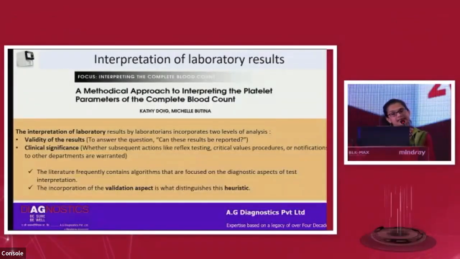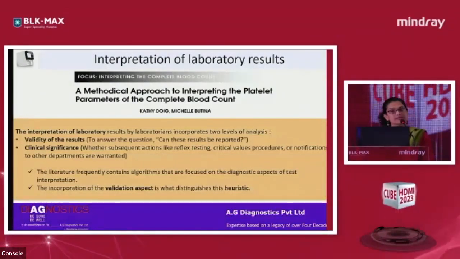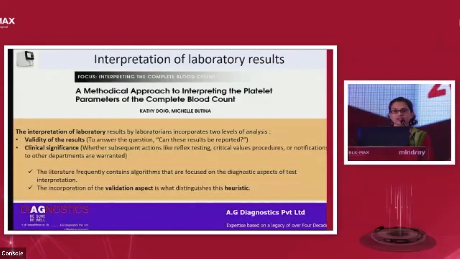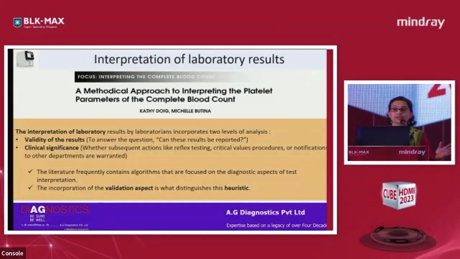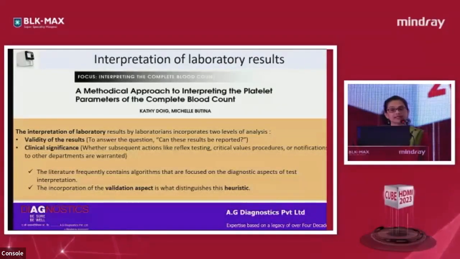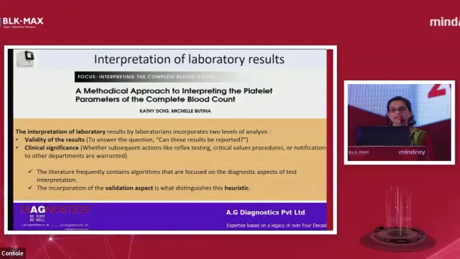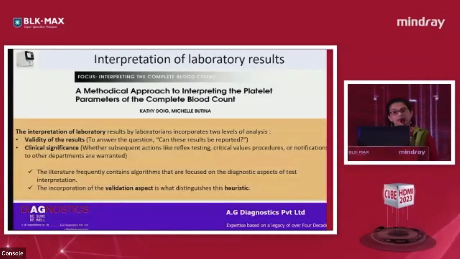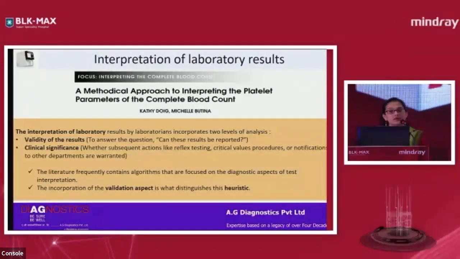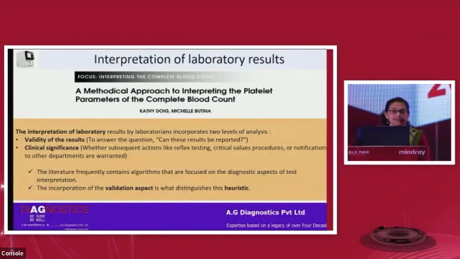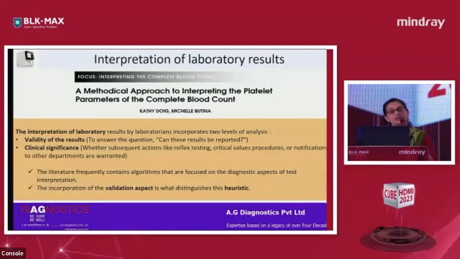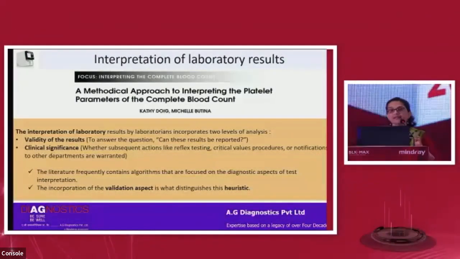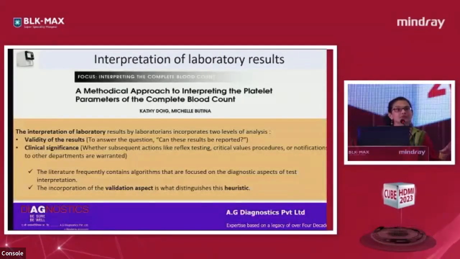And what this article states is that interpretation of laboratory results by laboratorians incorporates two levels of analysis. One is the validity of the results, to answer the question, can these results be reported? And the other is the clinical significance, whether subsequent actions like reflex testing, critical values procedures, or notifications to other departments are warranted. Now, the literature frequently contains algorithms that are focused on the diagnostic aspects of test interpretation, but this article has focused on the validation aspect, which it calls heuristic, that is, you learn for yourself.